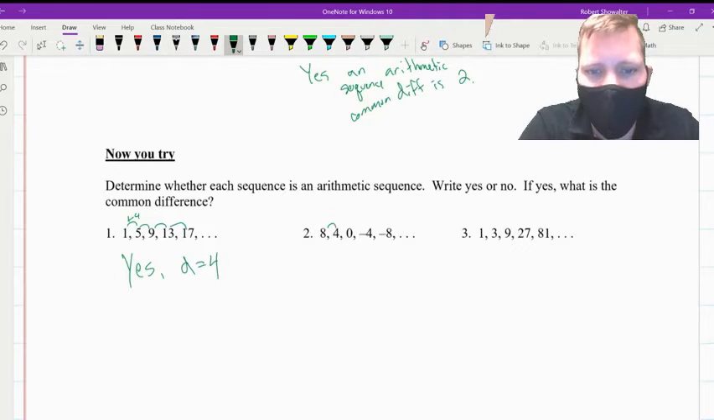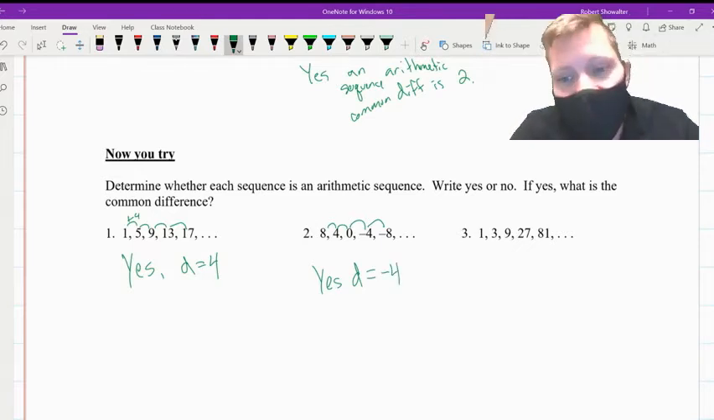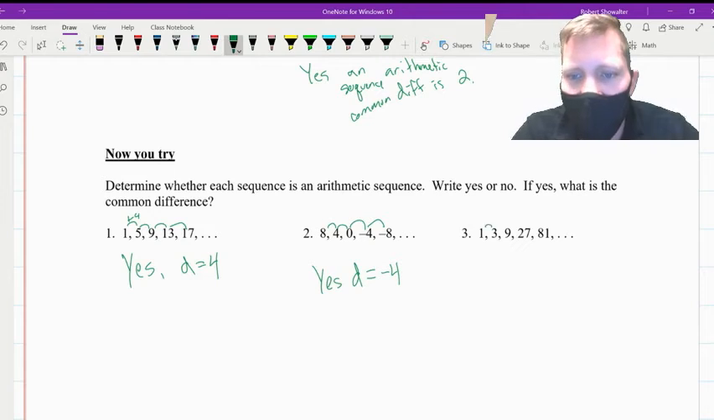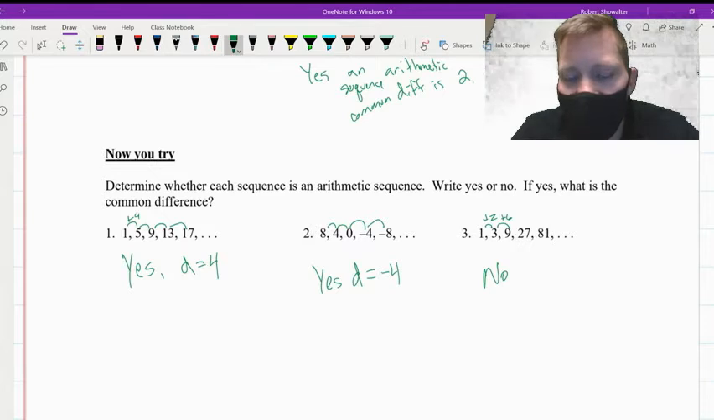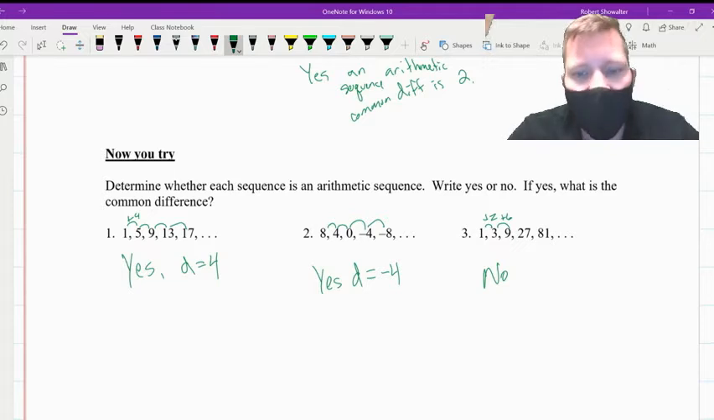Right? Look at this one. Is there a common difference? -4, -4, -4, -4. Yes, there is. The common difference is -4. Look at this one. Is this an arithmetic sequence? +2, +3, or +2, +6. This is a no, because the rate of change from one value to the next is not consistent. So we would say, nope, not an arithmetic sequence.